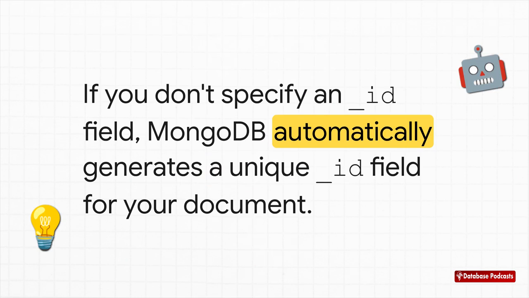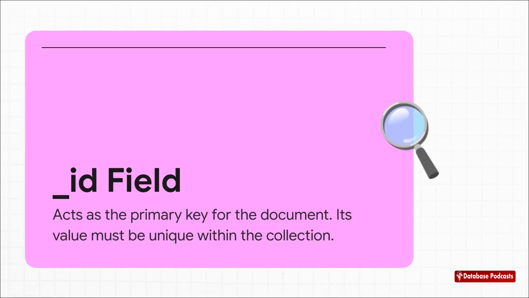And the answer is actually one of my favorite things about MongoDB. It's so convenient. If you insert a document and you just don't include an _id field, MongoDB just creates one for you, automatically. You don't have to do a thing. The key thing to remember, though, is that no matter who creates the _id, you or MongoDB, that field is the primary key for the document. Its value has to be unique inside that collection. It's your foolproof way of grabbing that exact document later on.